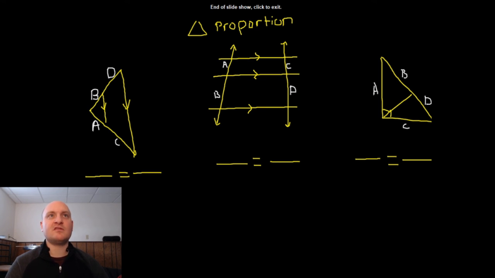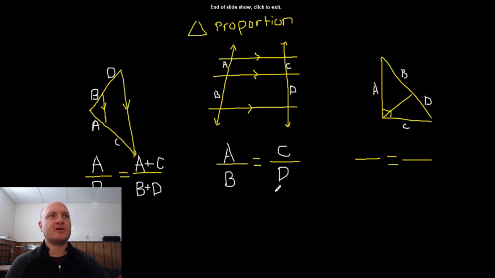For example, in this first one, what proportion could I build from this image? There are a few proportions you could make, but I would argue that this one is the cleanest. It goes from A to the longer segment A plus C, and B to the longer segment B plus D. How about this one? What proportion can we build out of this image?